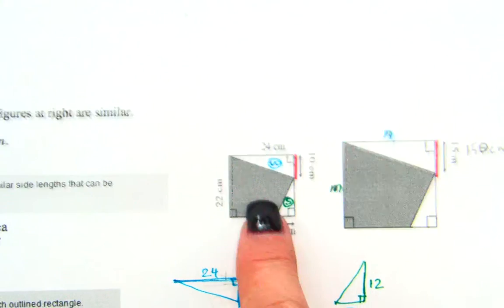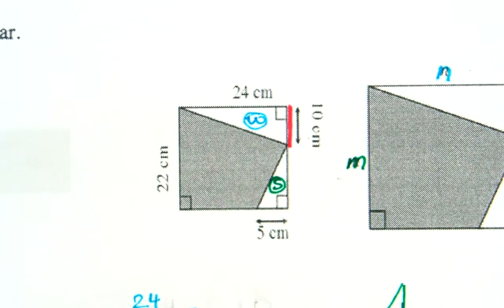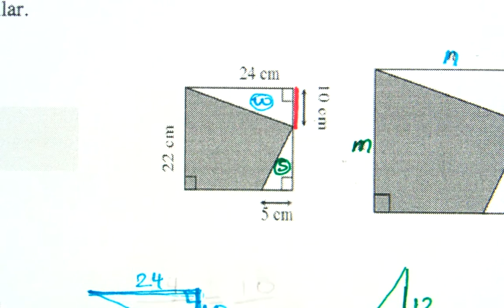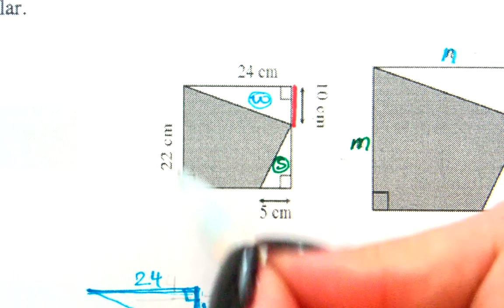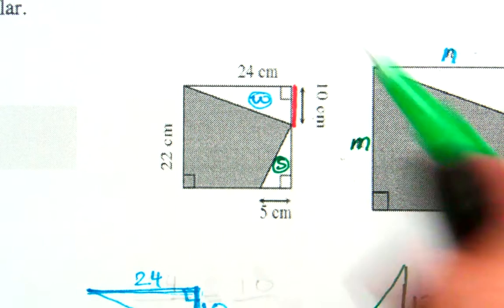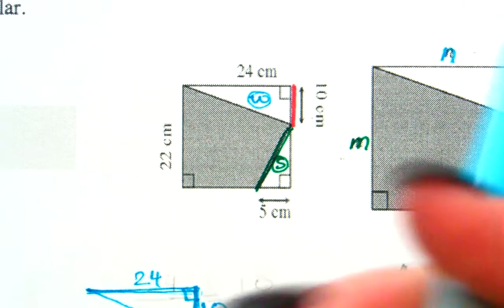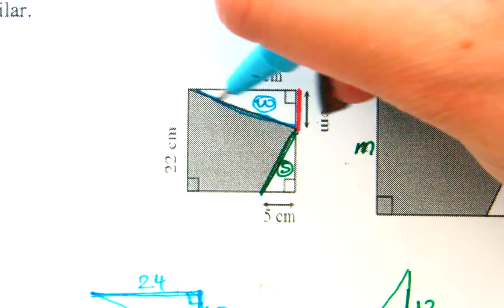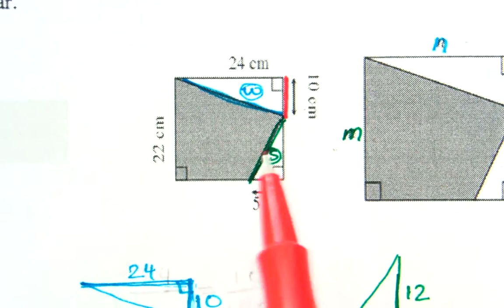Now, for the perimeter for this one. The perimeter is for the shaded region, I'm hoping. So you already know this part's 22. You need to find this length. I'm going to do this in green. You need to find this length right here, and then you need to find this length right here. And then we know that this is 5.